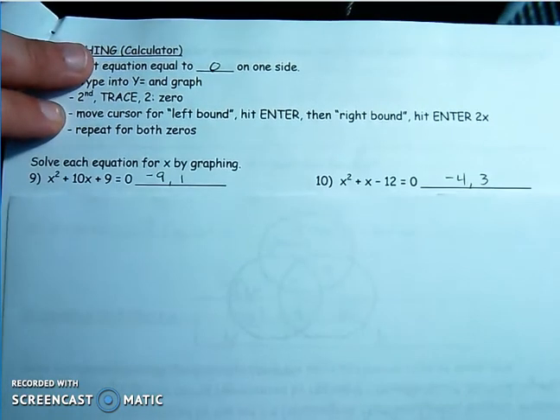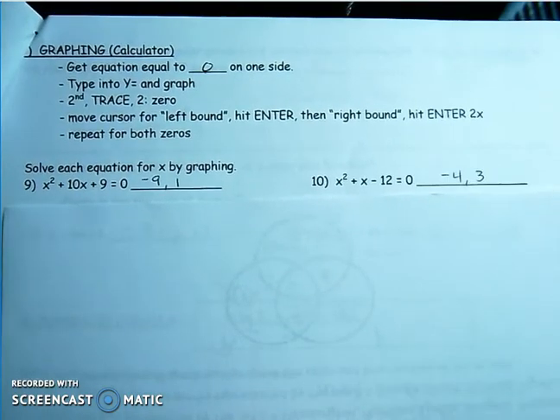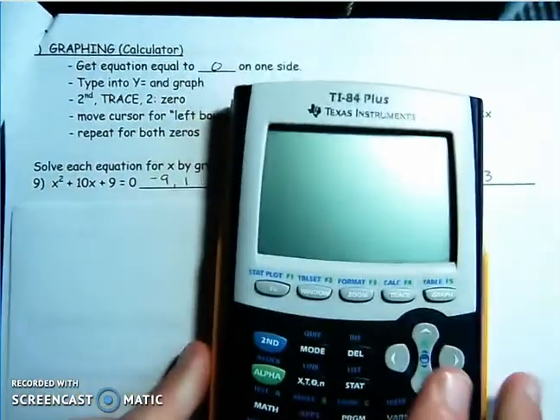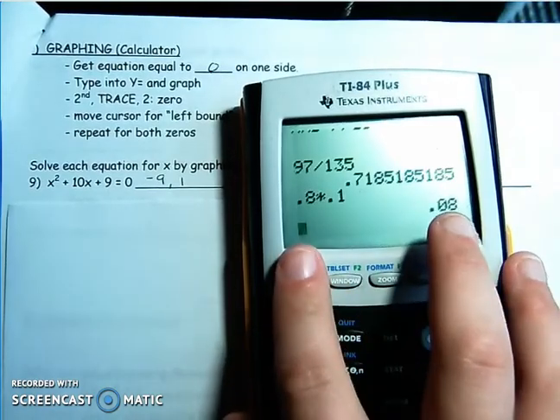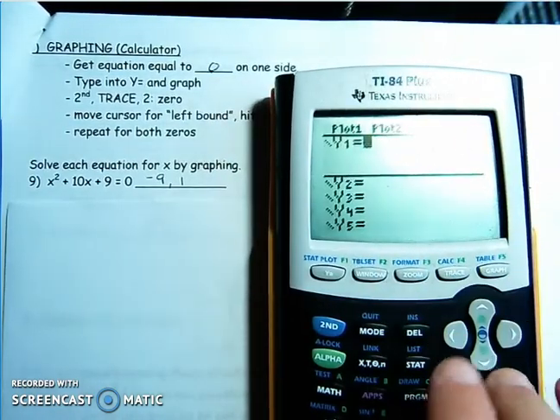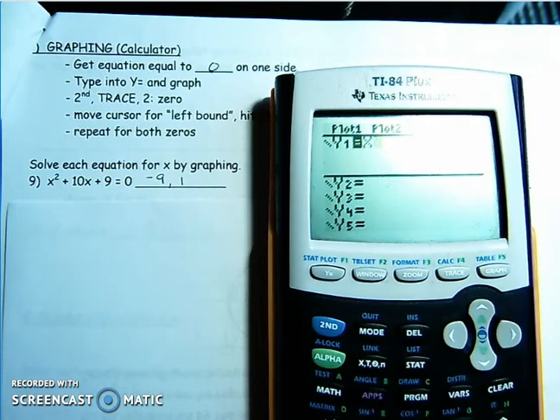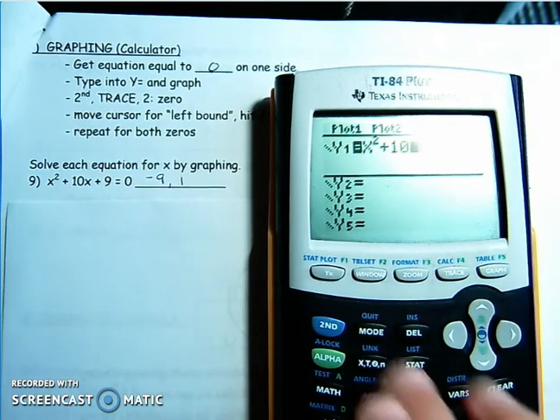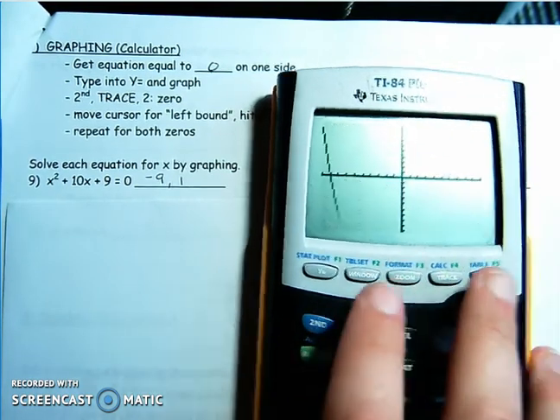So solve each equation by graphing. So in this first one, it's already equal to 0, so if I go to y equals, clear out anything that's there, x squared plus 10x plus 9, hit my graph button.